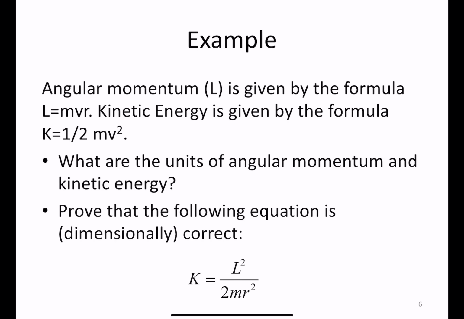Okay, let's look at one example of that. The quantity angular momentum is given by the formula L equals mv times r. And kinetic energy is given by the formula K equals half mv square. You'll be introduced to both of these quantities much later on in this course. So if you have not heard of angular momentum or kinetic energy, you don't have to worry about it at all. We are only looking at the formulas which are provided. That's all that we'll need. What are the units of angular momentum and kinetic energy? Okay, so let's work this out.